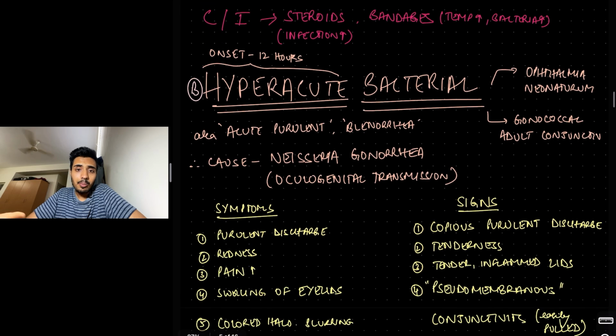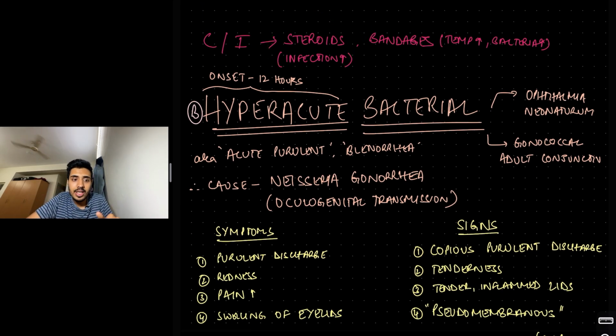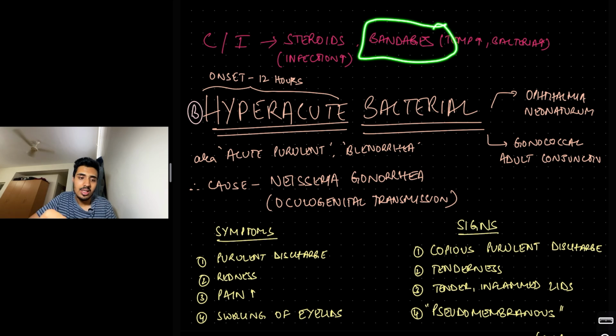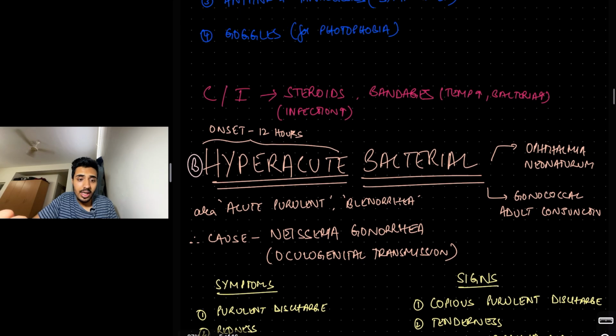One thing very important, you should not give steroids because steroids will suppress the local immunity, so infection will get worse. Steroids will also cause thinning of the corneal epithelium, so don't give steroids. And also don't put bandages. Patient will assume, oh, there's some injury there, let me put a bandage. But when you put a bandage, the temperature increases, and when the temperature increases, it will cause the bacteria to proliferate more. So the contraindication is steroid and bandages.